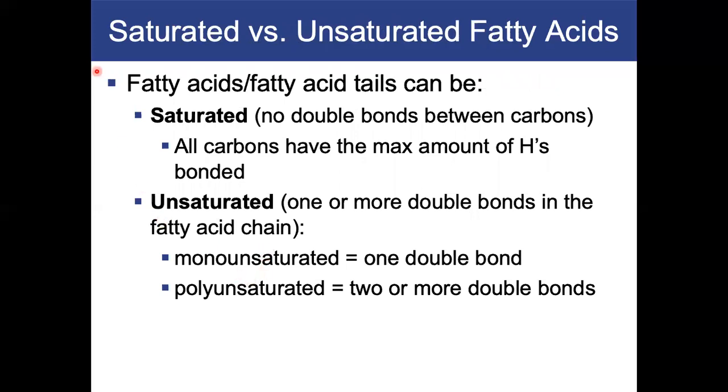Okay, so saturated versus unsaturated. We talked about this, but here's the PowerPoint slide. So your fatty acids or fatty acid tails can be saturated. That means there are no double bonds between the carbons. All carbons have the maximum amount of hydrogens bound to them, or they can be unsaturated. Unsaturated means that there's one or more double bonds in that fatty acid chain. Monounsaturated, one double bond. Polyunsaturated, many double bonds.